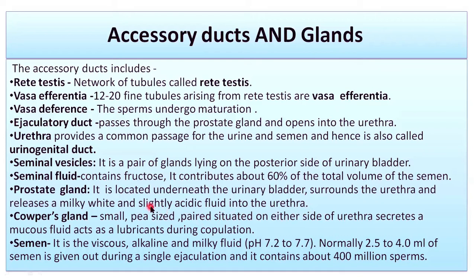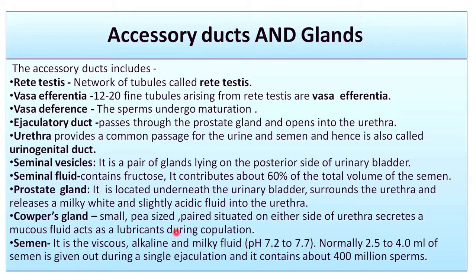What does the prostate gland contain? It contains acidic fluid, which means it consists of citric acid, acid phosphatase, and various other enzymes also. What is the function of this enzyme phosphatase? It protects the sperm from the acidic environment of the vagina. See how much important work is done by the prostate gland. It protects the sperm from the acidic environment of the female vagina.